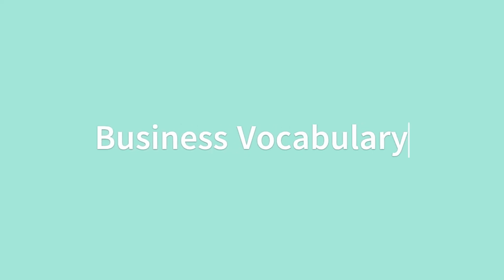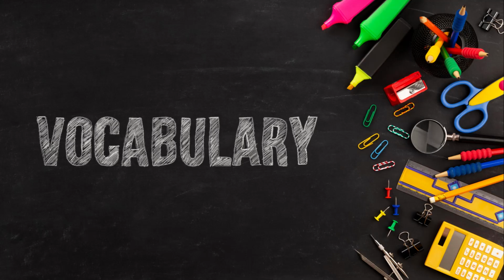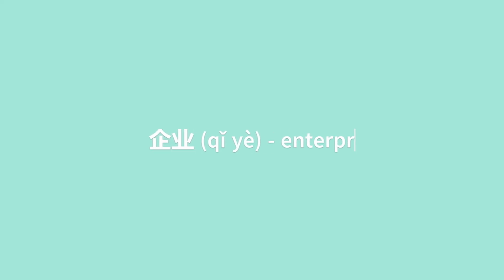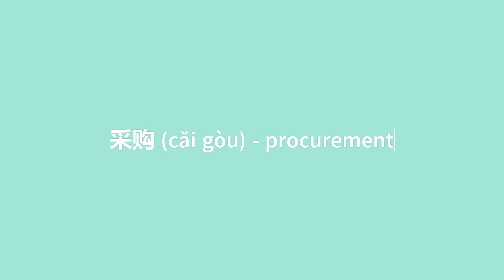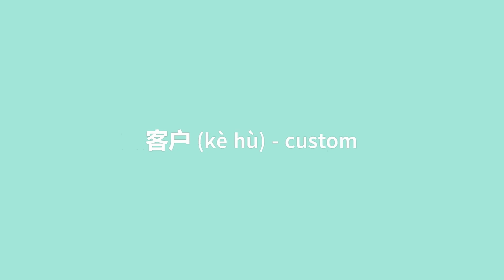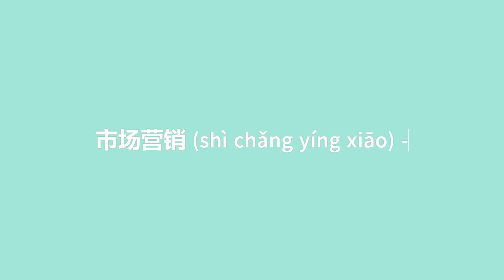Business vocabulary. Let's begin by going over some key Chinese business vocabulary. Qiye, enterprise, company. Maoyi, trade. Hezuo, cooperation. Xieyi, agreement. Shangwu, business. Shichang, market. Caigou, procurement. Kehu, customer, client. Touzi, investment. Shichang yingxiao, marketing.